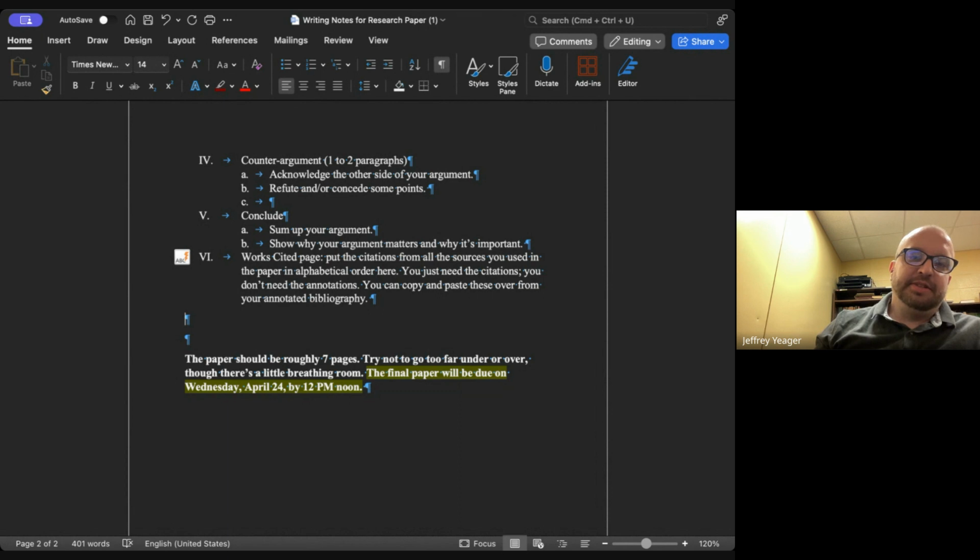My guidelines for this, I'm looking for roughly 7 pages. If you go over that, that's fine. Try not to go too far under. If it's like 6.5 or something, that's fine. But if you're like 5.5 or something, you're probably not writing as much as you need to. So roughly about 7 pages is what I'm looking for.